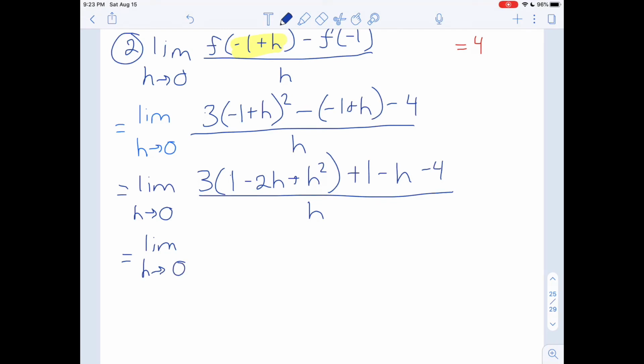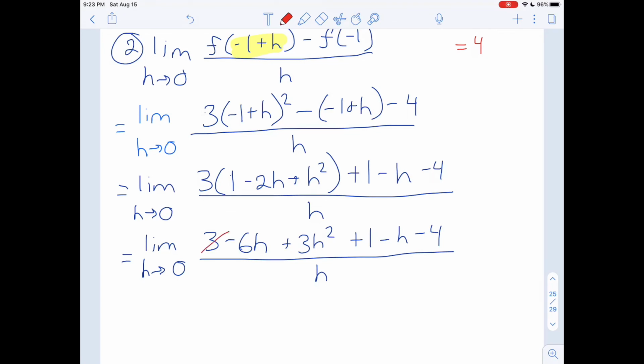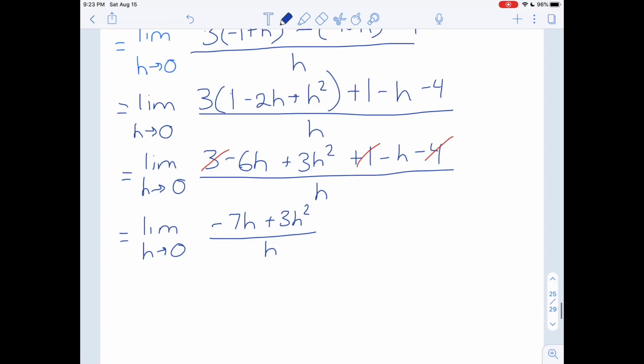So then I distribute my 3, so I have 3 minus 6h plus 3h squared plus 1 minus h minus 4 all over h. And once again, my numbers all end up canceling out. 3 plus 1 makes 4, and subtract 4 and I've got 0. So I'm down to, let's see, I've got a negative 6h and a negative h, so that makes negative 7h plus 3h squared over h.